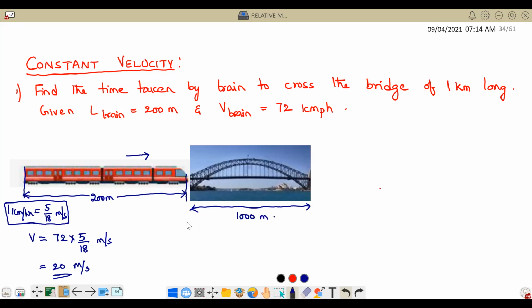Now, see here. Please understand here very carefully. Okay. Find the time taken by the train to cross the bridge of 1 kilometer long. Okay. Length of the train is this one, speed of the train. Now, when is the train said to have crossed the bridge? It means when the last portion, that means when the last bogie, okay, crosses the bridge.